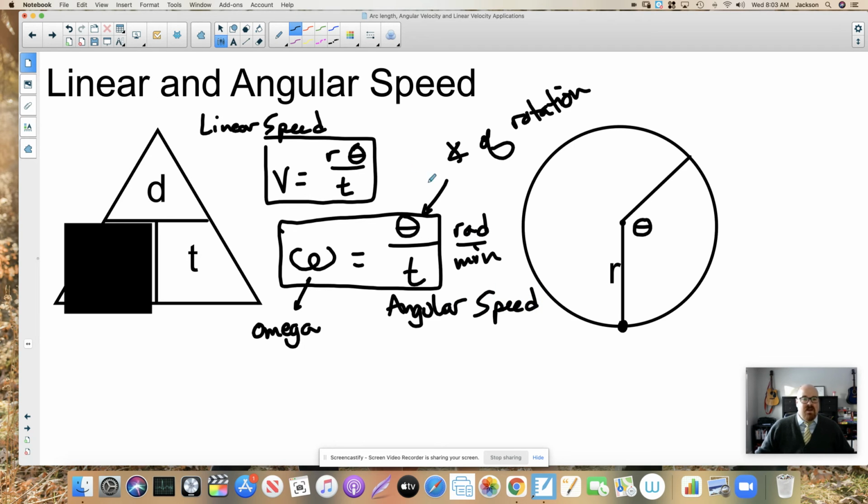And if I may, I'm just going to do this real quick. This is what we have for linear speed. Sorry if you can hear my phone buzzing. Somebody's at my front door.